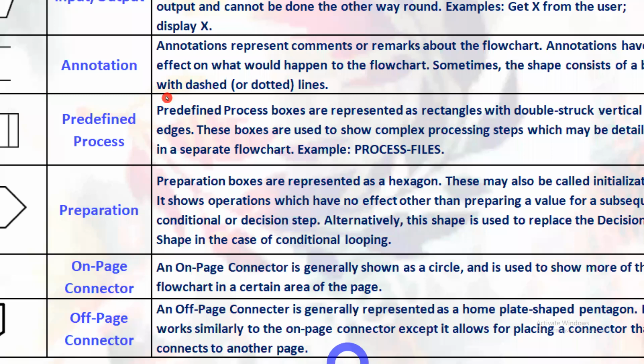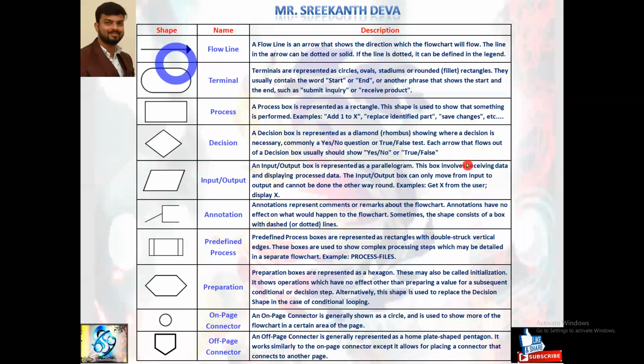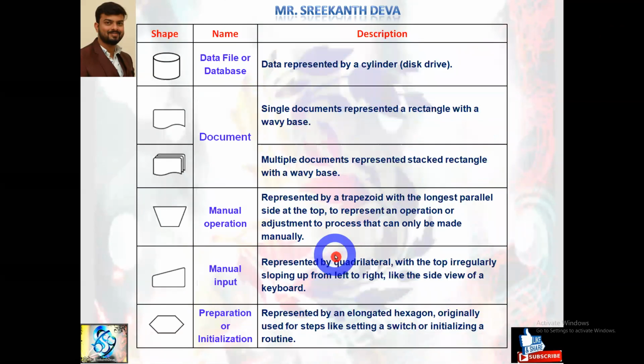So these are all the various shapes used to construct flowchart diagrams, based on the pseudocode of the given algorithm, or providing a solution of the algorithm as a diagrammatical representation using these shapes or symbols for constructing flowcharts. Okay. Next, some other types of flowchart symbols.